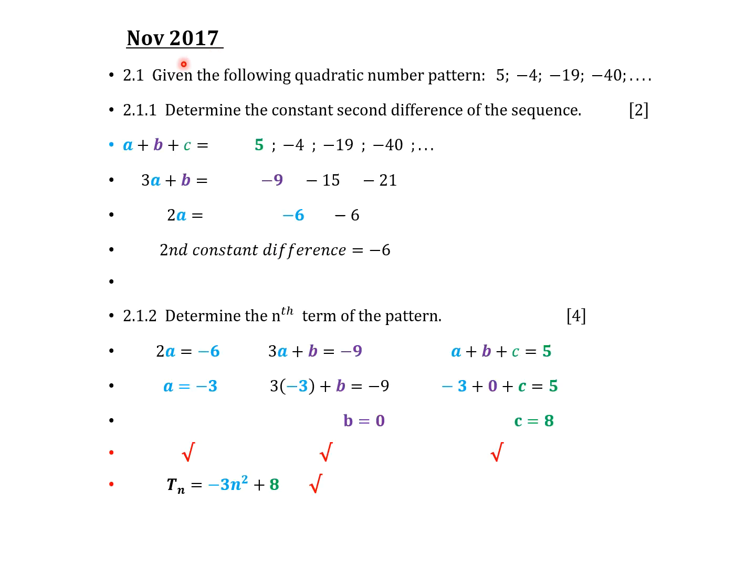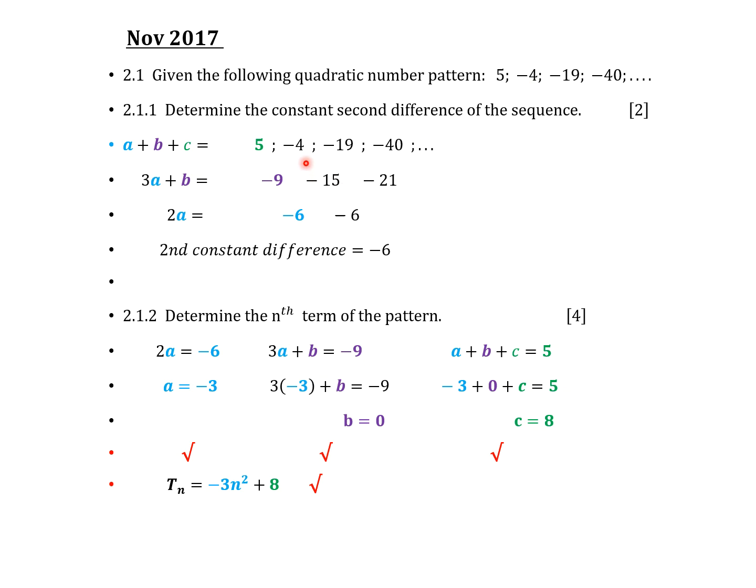Right, November 2017. Given the following quadratic number pattern, so they say quadratic number pattern, so it has a constant second difference: 5, negative 4, negative 19, negative 40. So once we bring in negatives like this, we catch you out very easily because you'll forget that it is subtract from right to left, not left to right. So some learners go say 5 minus 4 and they get a difference of 1. When really it must read minus 4 minus 5, which then gives me minus 9.